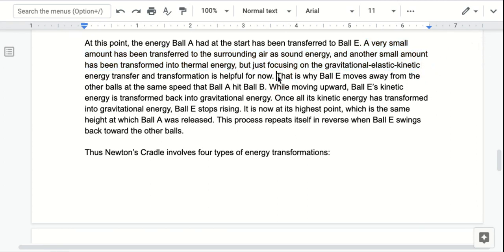This is why ball E moves away from the other balls at the same speed that ball A hit ball B. While moving upward, ball E's kinetic energy is transformed back into gravitational energy. Once all its kinetic energy has transformed into gravitational energy, ball E stops rising. It is now at its highest point, which is the same height at which ball A was released. This process repeats itself in reverse when ball E swings back toward the other balls.